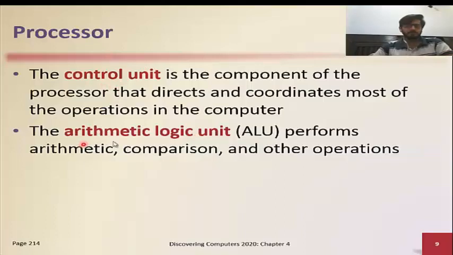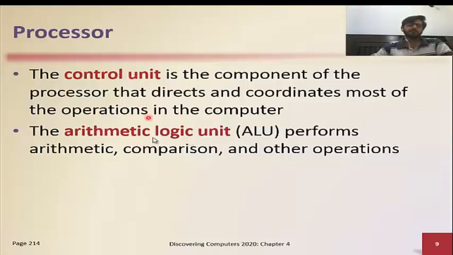And there's the ALU, the arithmetic and logical unit, and it performs the arithmetic and comparison operations, like less than, equal to, addition, subtraction. Arithmetic means addition, subtraction, and logic means less than, equal to, greater than. So these two things are performed by the ALU, and the control unit is controlling all the operations of the computer, and also the operation of the ALU.